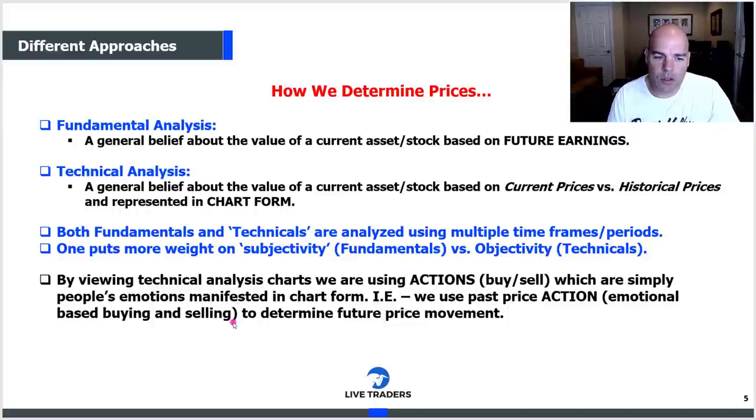So by viewing technical analysis charts, we are using actions, which are simply people's emotions manifested in chart form, i.e., we use past price action, emotional-based buying and selling to determine future price movement. Why? What's the basic premise here? The basic premise here is this. Human beings are consistent. Fear and greed run the world, period.